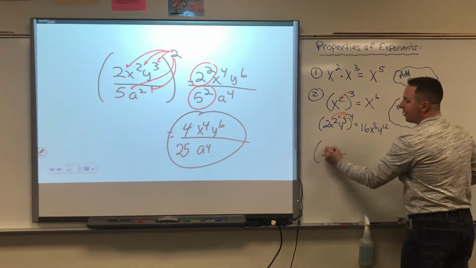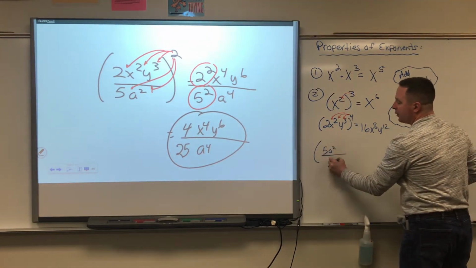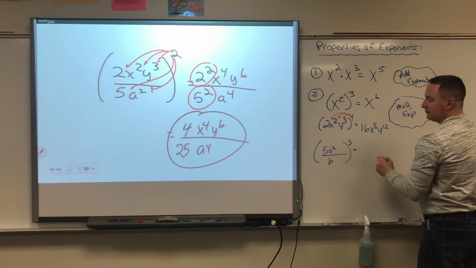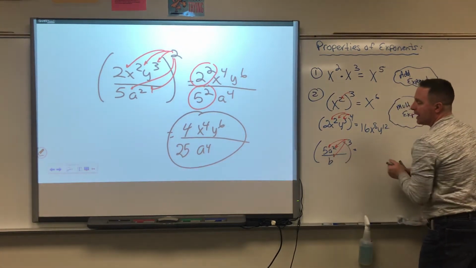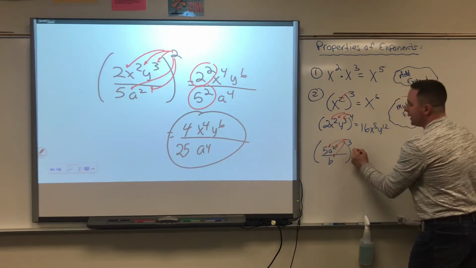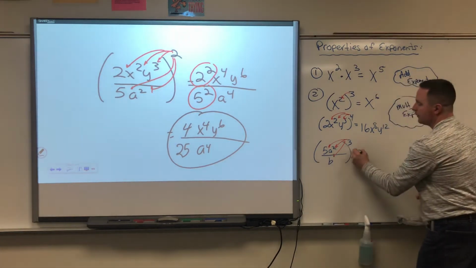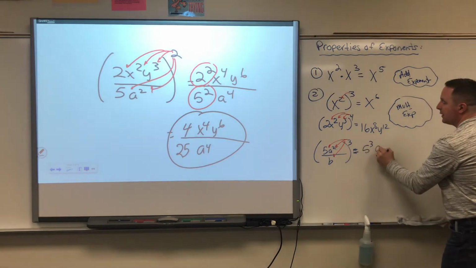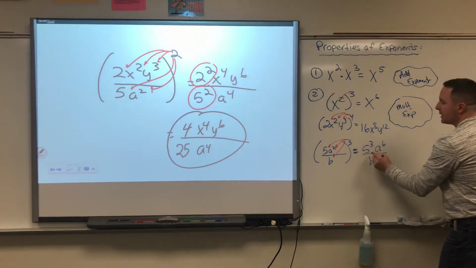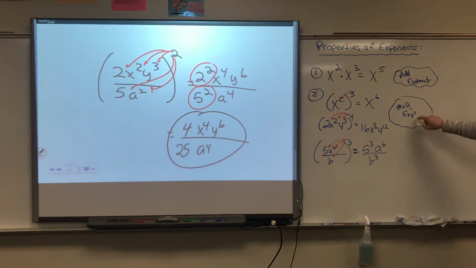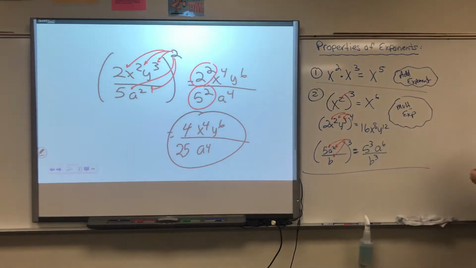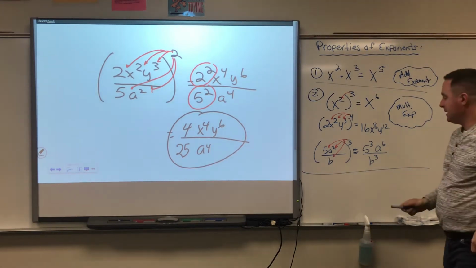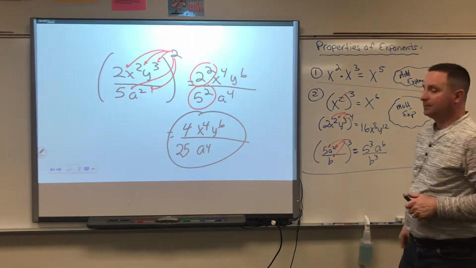And I'm going to add a third one up here. What if I had 5a squared over b and I cubed it? Okay? If it's a fraction, it goes to the top and to the bottom. It'd be 5 cubed a to the 6th over b to the 3rd. But once again, on all three of these, we are multiplying the exponents together. Okay? So that's the second property.